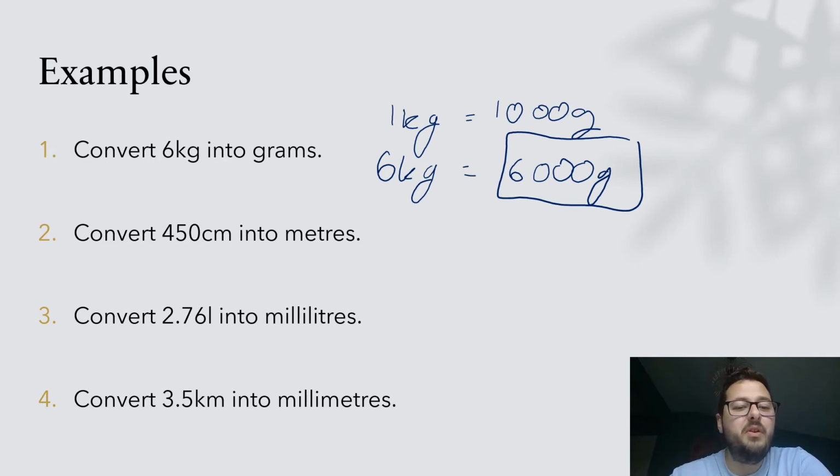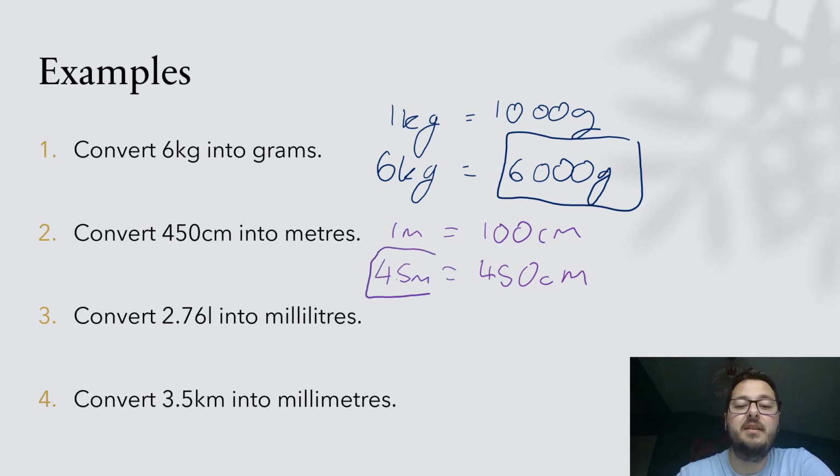Alright, next one, we want to convert 450 centimetres into metres. Well, we know that 1 metre is 100 centimetres. So 450 centimetres, this time we're going to have to divide it by the rate, divide it by 100, and that's going to be 4.5 metres.